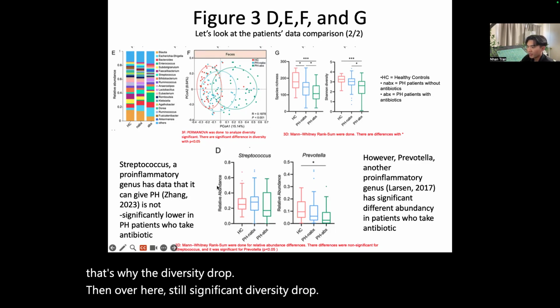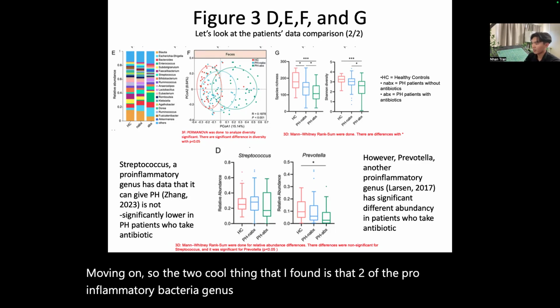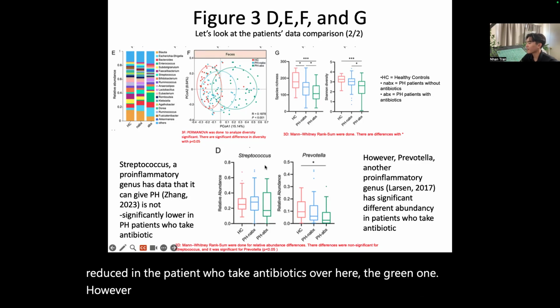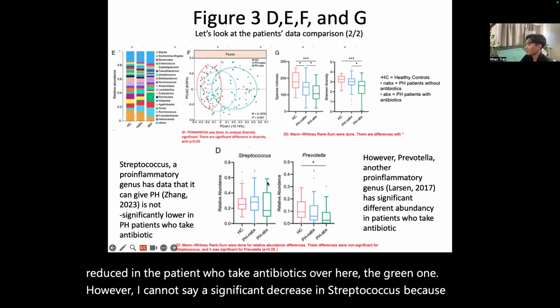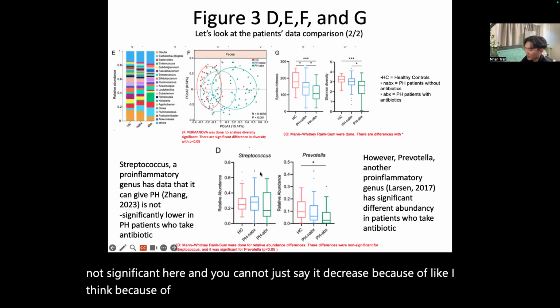Moving on, the two cool things that I found are that two of the pro-inflammatory bacteria genera, Streptococcus and Prevotella, were reduced in the patients who take antibiotics, the green one over here. However, I cannot say there is a significant decrease in Streptococcus because it's not significant here. I think the standard deviation was pretty high, so it was not significant.